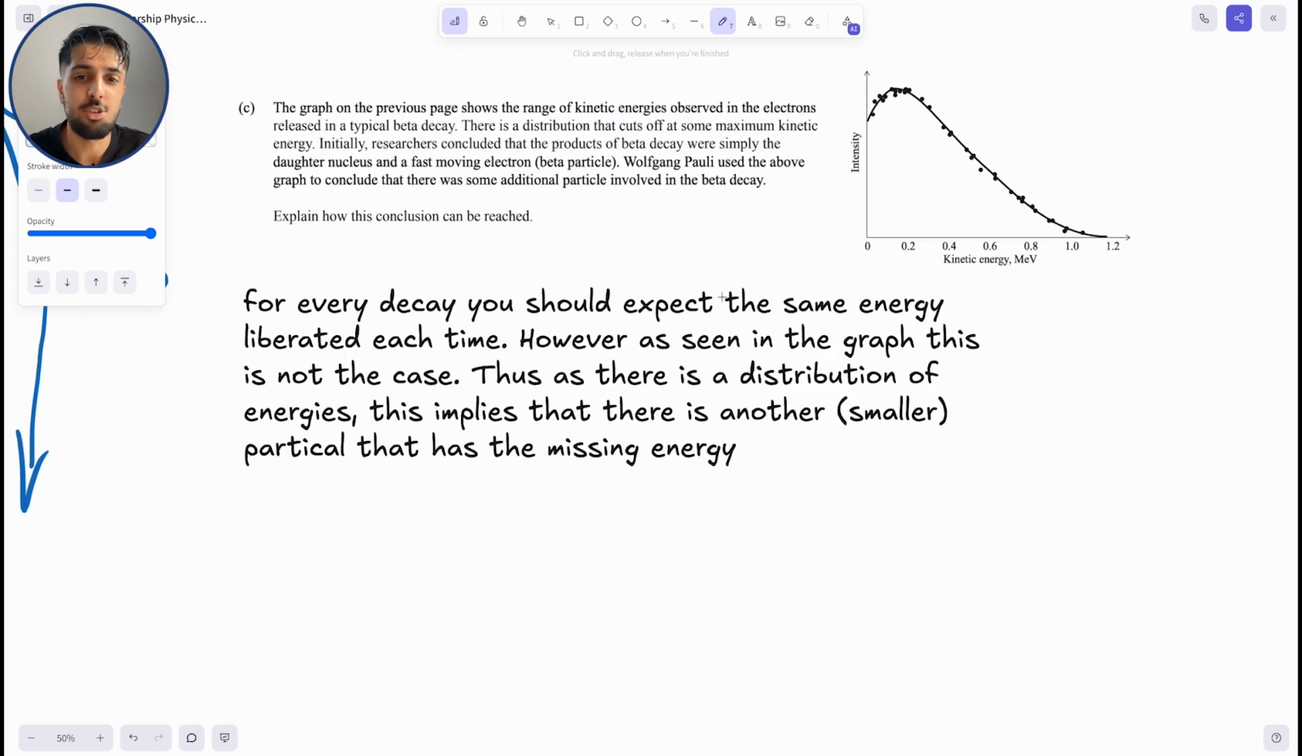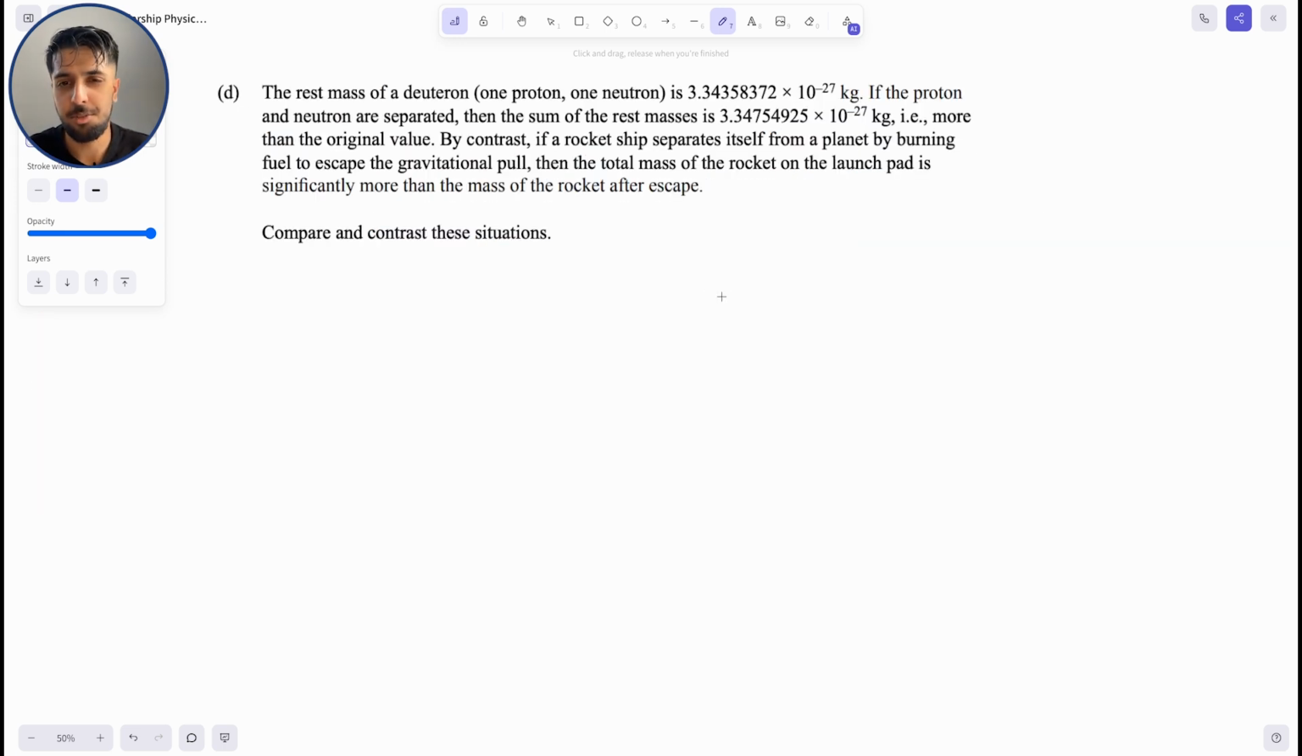For every decay, you should expect the same energy liberated each time. However, as seen in the graph, this is not the case. Thus, as there is a distribution of energies, this implies that there is another, smaller particle that has the missing energy. The rest mass of a deuteron is that monstrosity right there. If the proton and neutron are separated, then the sum of the rest masses is that monstrosity there, i.e. more than the original value.